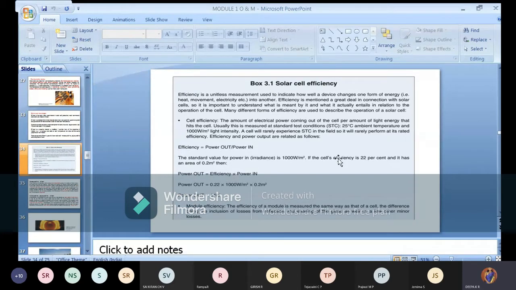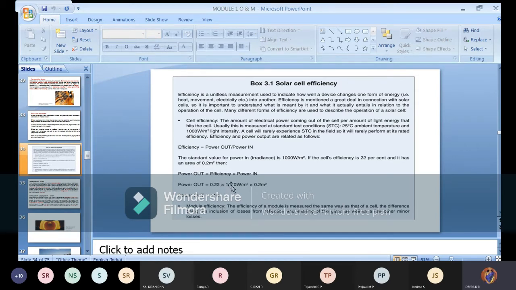In the question they have already given the irradiance as well as the cell efficiency, 22%, and the area is also given. So it is efficiency into irradiance into the area you have used. The area makes sense of getting the input light and, likewise, the output also.